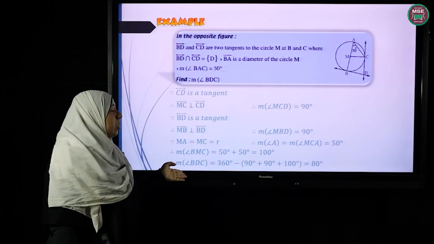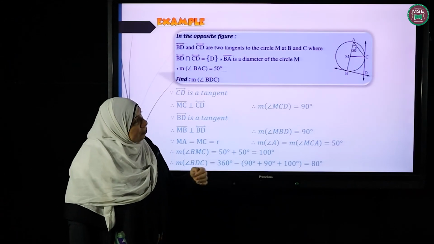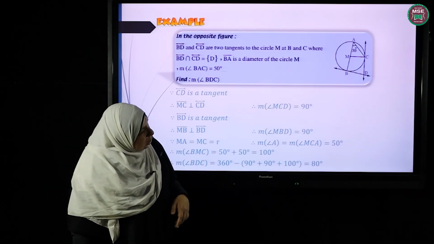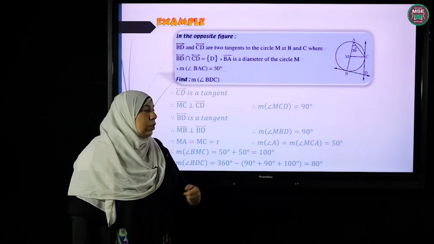Now I can find the measure of angle BDC using the quadrilateral BMCD. 360 minus (90 plus 90 plus 100) equals 80 degrees.